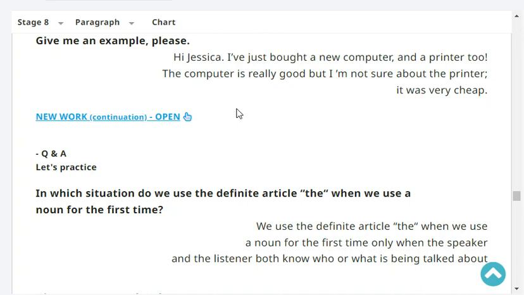In which situations do we use the definite article "the"? When we use a noun for the first time? We use the definite article "the" when we use a noun for the first time only when the speaker and the listener both know who or what is being talked about. Very good.